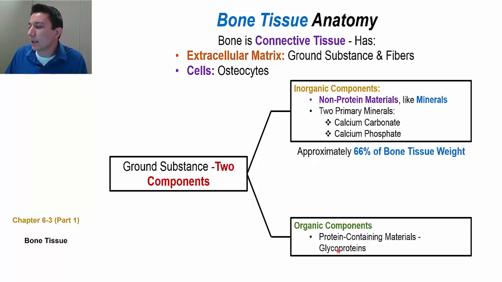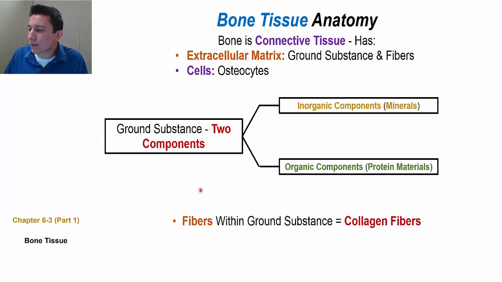So protein-containing materials like glycoproteins. Recall that most connective tissues have a number of glycoproteins, or sugar-coated proteins, that give the extracellular matrix a gel-like consistency. And of course that makes up the remaining 33%, or one-third, of the bone tissue weight that we haven't accounted for yet.